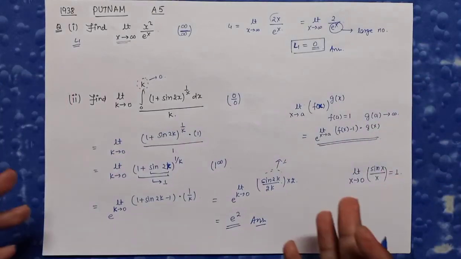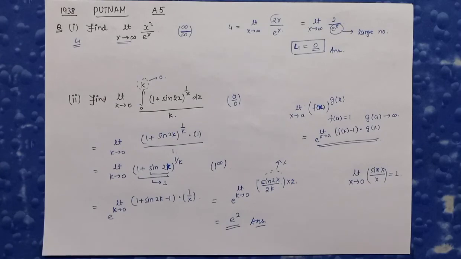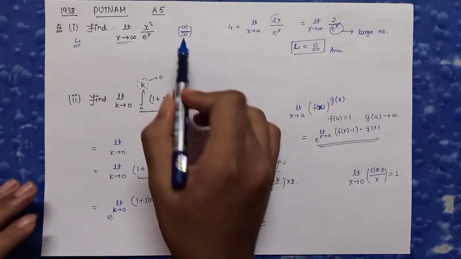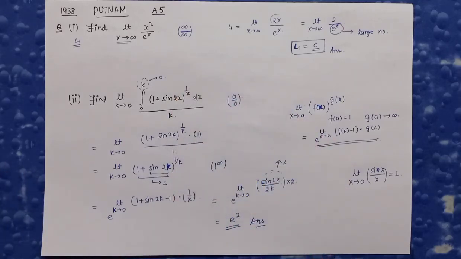So this is my solution for the Putnam problem of 1938. It had two parts, which were about how you observe the limits and how you apply the formula for different cases of indeterminate forms. I hope you enjoyed the solution. Thanks for watching.